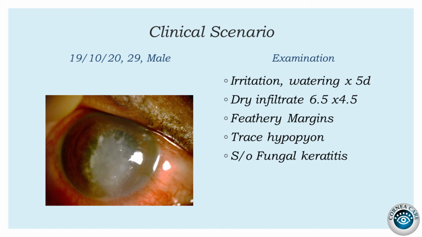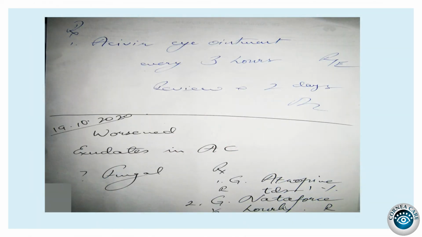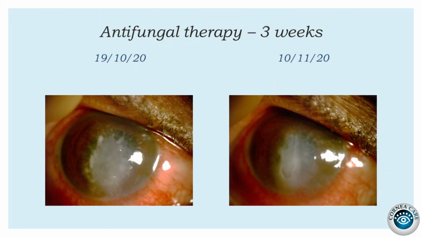Typical dry texture infiltrate with feathery margins is clinically suggestive of fungal keratitis. But the same ophthalmologist had diagnosed it as dendrogeographic ulcer 3 days ago. Feathery extensions of infiltrate were confused as dendrite and acyclovir ointment was started. Good thing is that he reviewed within 3 days and the correct diagnosis was made. We started antifungal drops and he responded to medication.